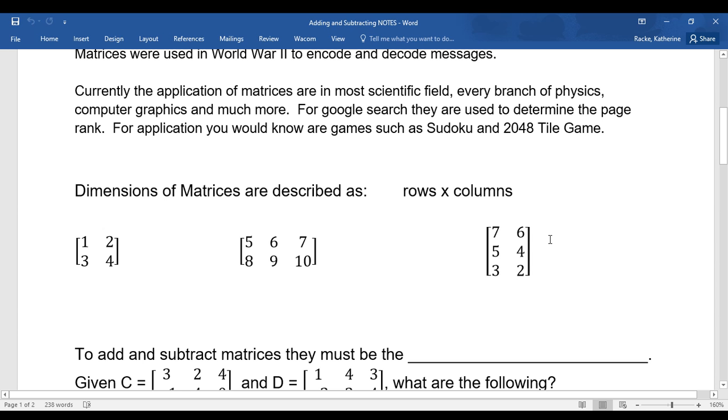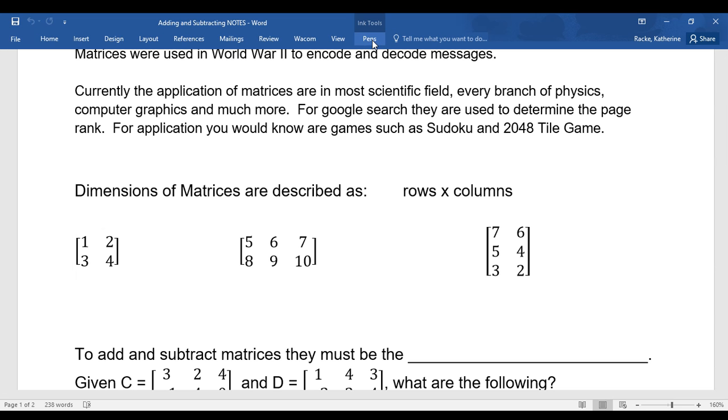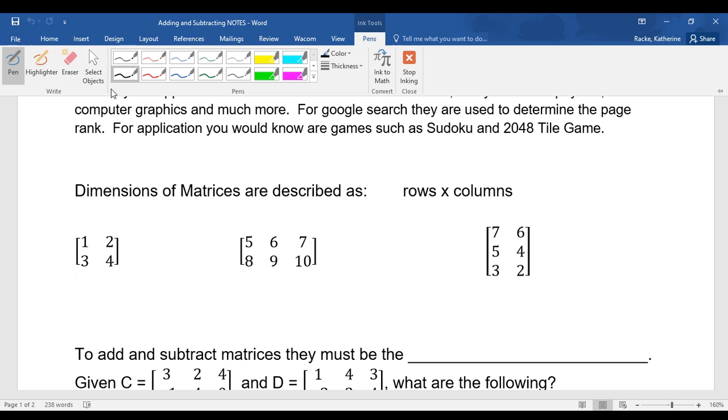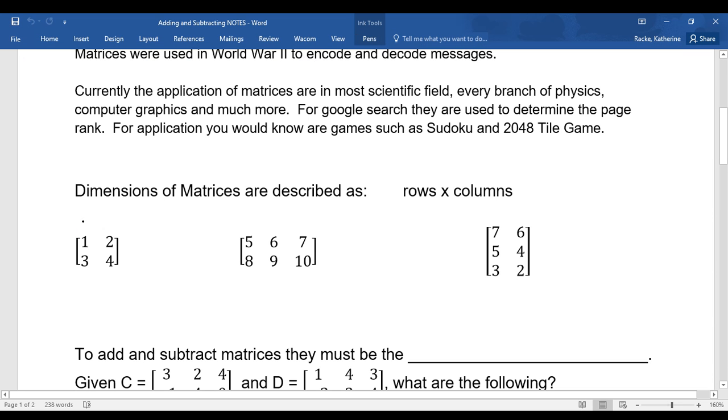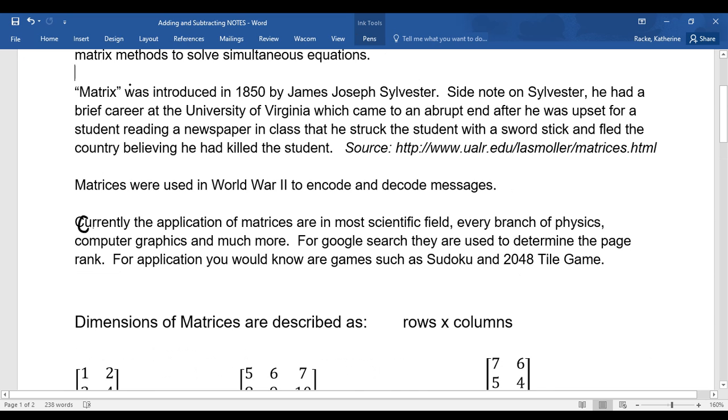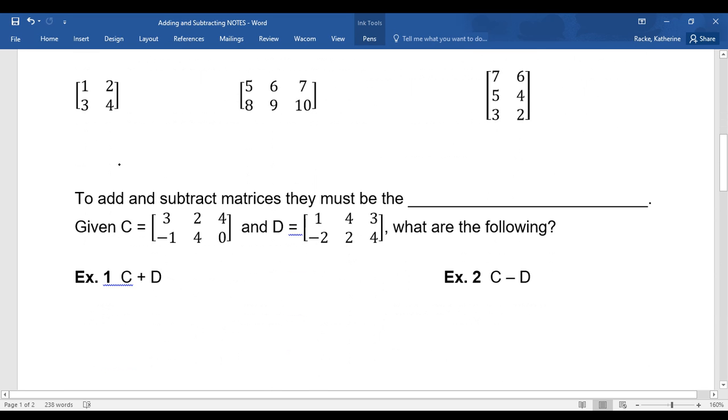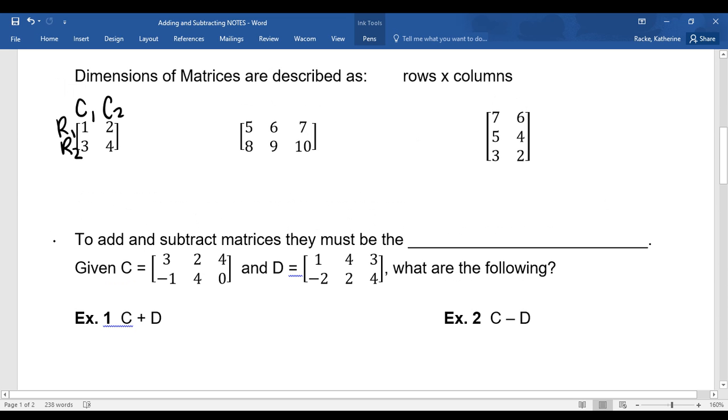So dimensions of matrices are described as rows, going side to side, by columns, going up and down, okay? If we're talking about this first one here, this would be column 1, this would be column 2, row 1, and row 2. Same thing for this. When it shows you rows by columns, you would label this as a 2 by 2.